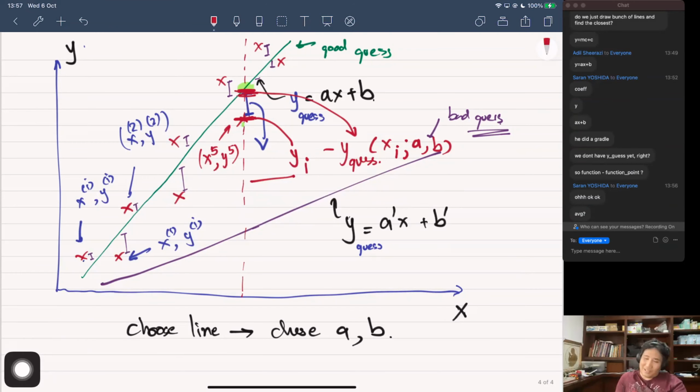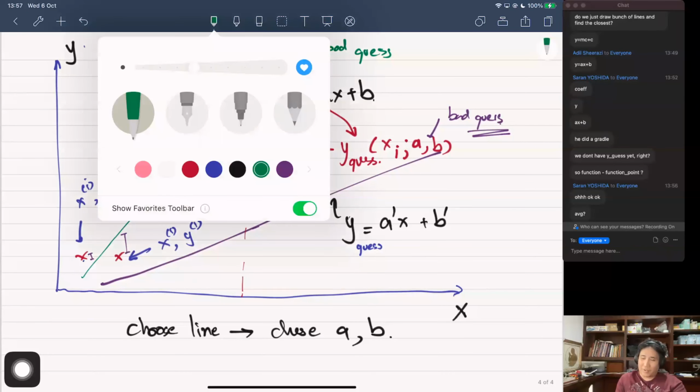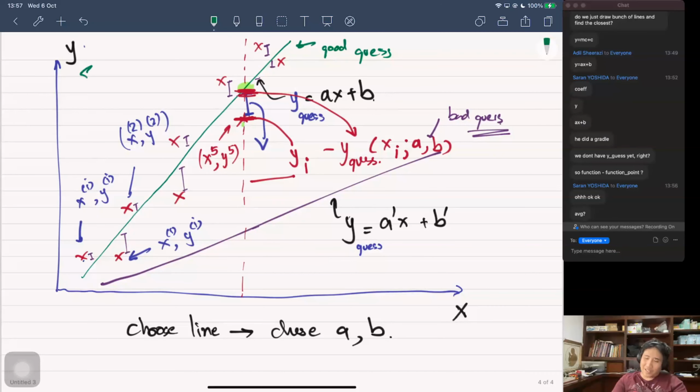Saran suggests maybe we could just find the average, which is exactly the same thing as the sum. I keep putting I somewhere else.